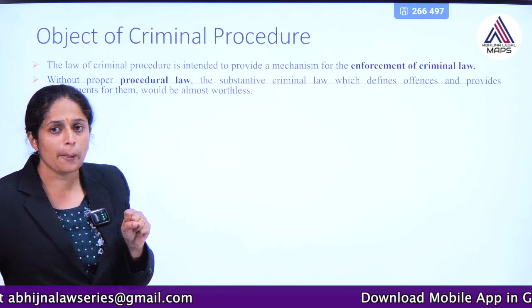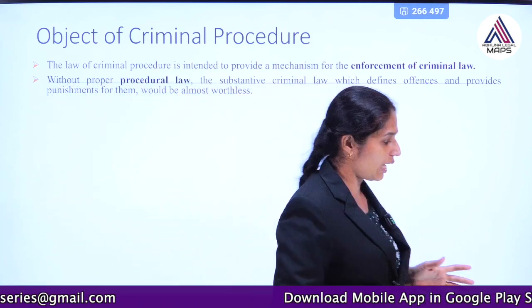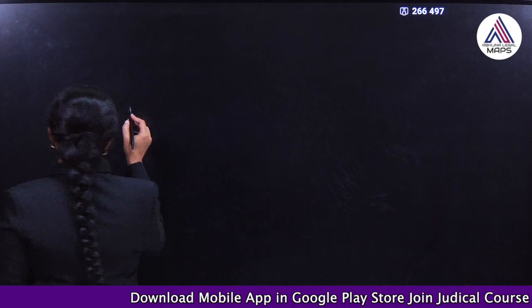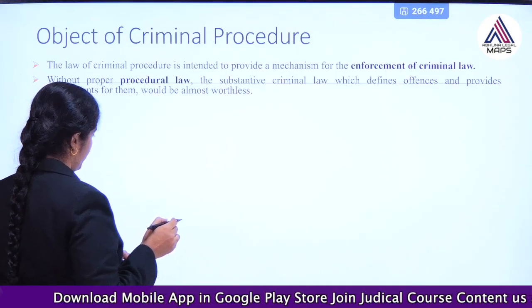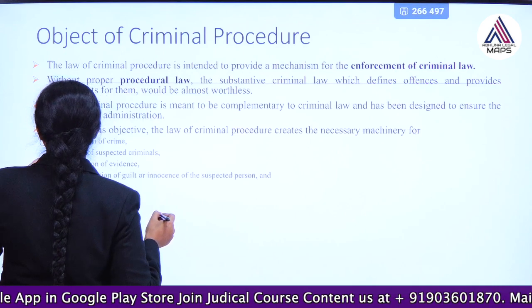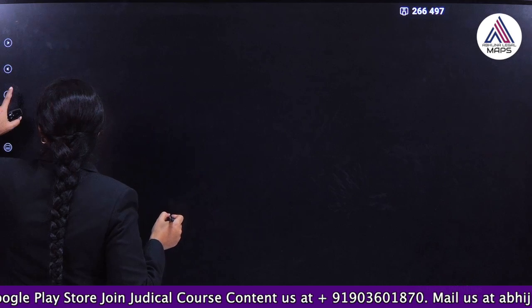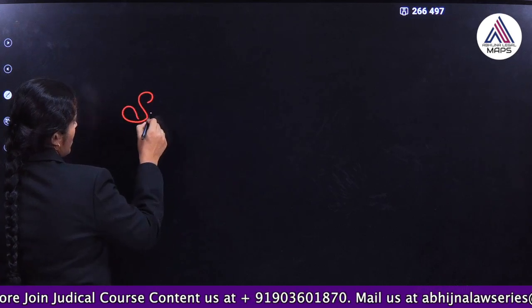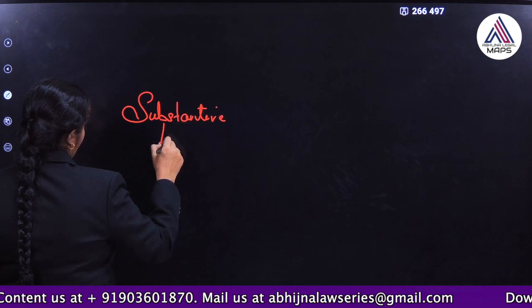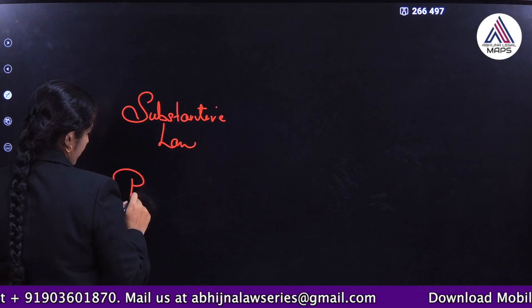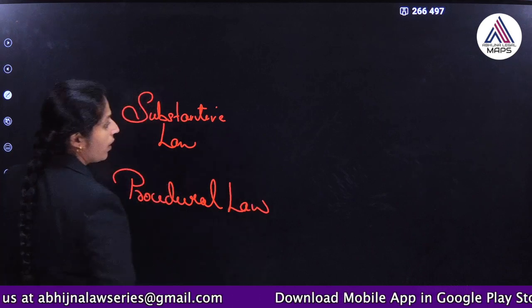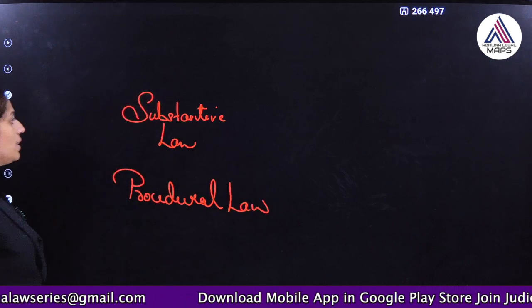And the next object is, so this is the procedure. We have two types of laws. Generally we can classify it as two types. What are those? One is substantive law, another is procedural law, right. One is substantive law and another is procedural law.